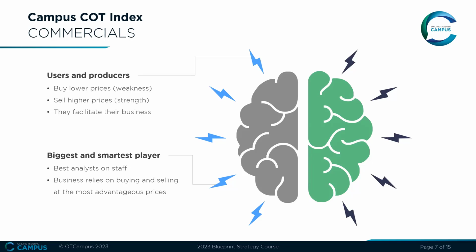And this is why they are potentially the most important group for us to follow when it comes to the finite markets. They're also the biggest and smartest player in the game. And because their business relies on their ability to buy and sell the particular commodity, let's say palladium, at the most advantageous prices, they also usually have the best analysts on staff. They must have the best analysts on staff because their business relies on them buying and selling at the most advantageous prices.